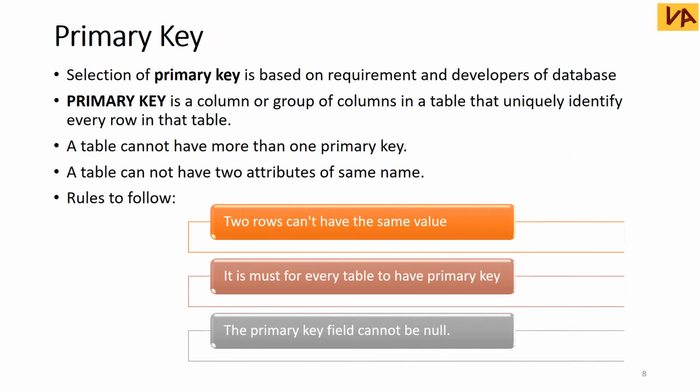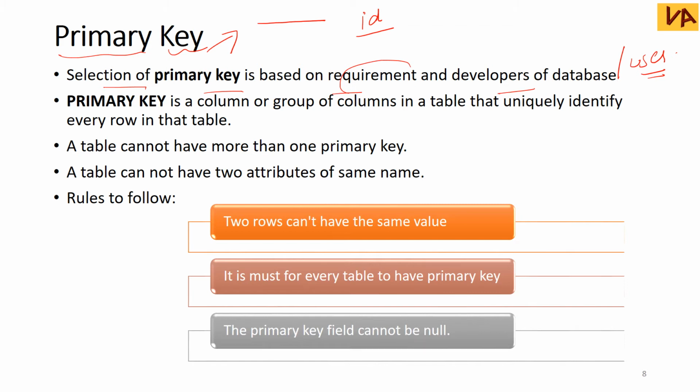Next we will talk about the primary key, which is a very important topic. First of all, whatever attribute you are going to make a primary key will be underlined. For example, if you are going to make this student ID column a primary key, you will underline this attribute. Now the text is, selection of primary key is based on requirement of the developers of the database or the users of the database. Primary key will be selected on the basis of the requirement of the database, the requirement of the user and the developer of the database.